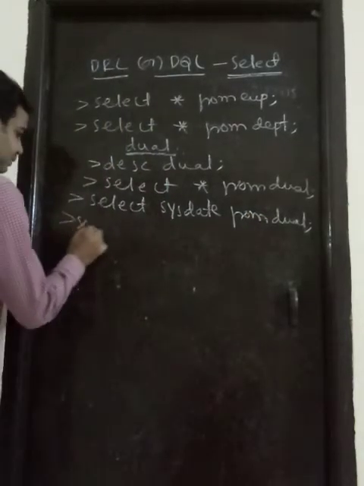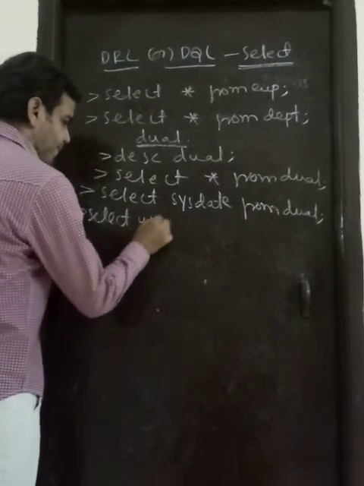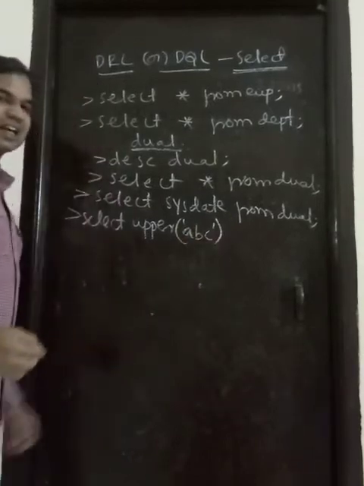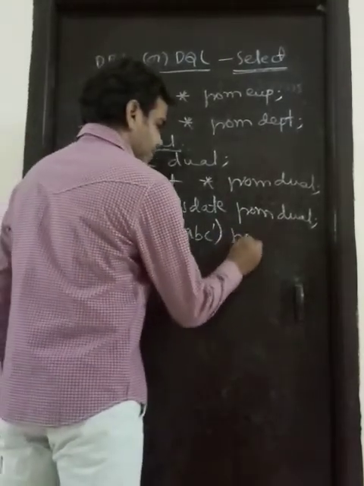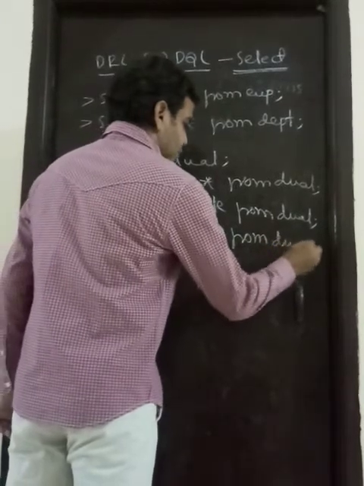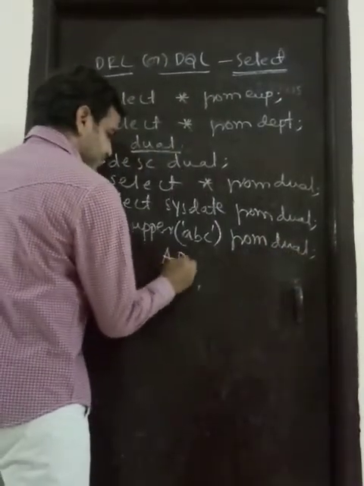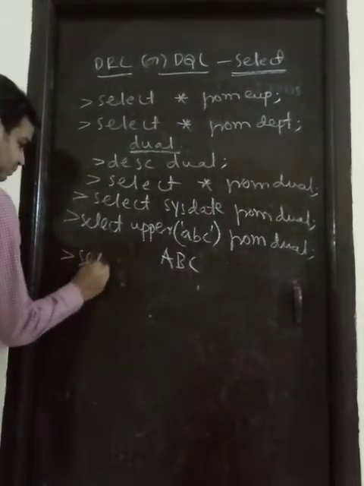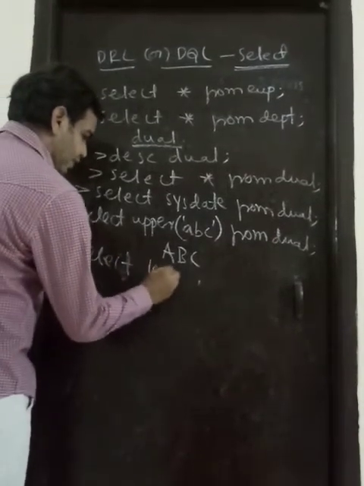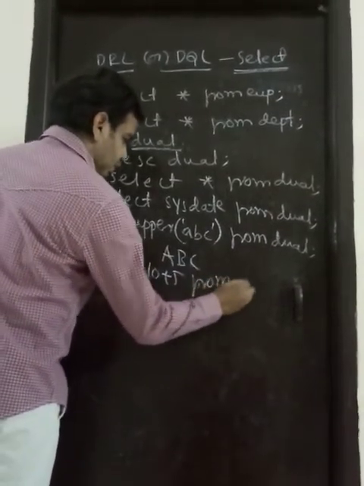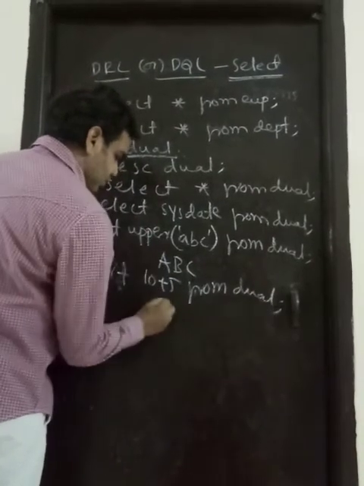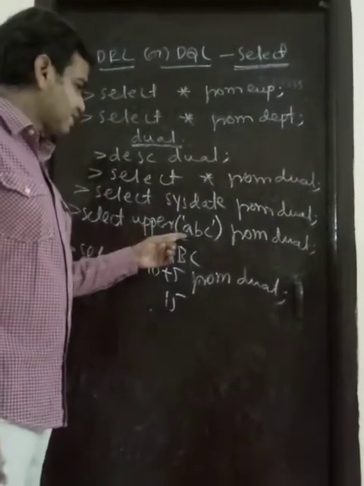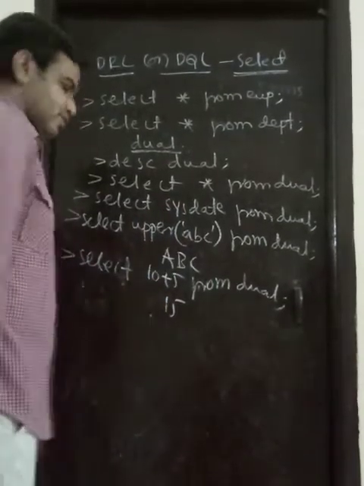Now select upper of 'abc'. In SQL, strings are enclosed in single quotation marks, from dual. So it will display capital ABC. Okay, it will convert into uppercase. Select 10 plus 5 from dual. So it will display 15. So from the dual table we can access dates, we can access alphanumerical values, and we can access numbers also. Right.